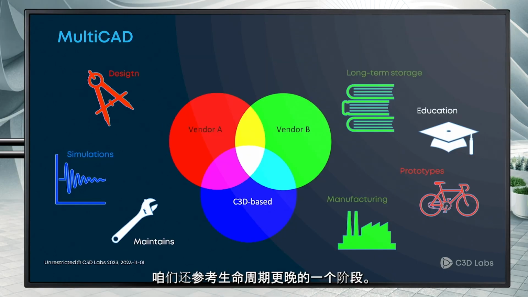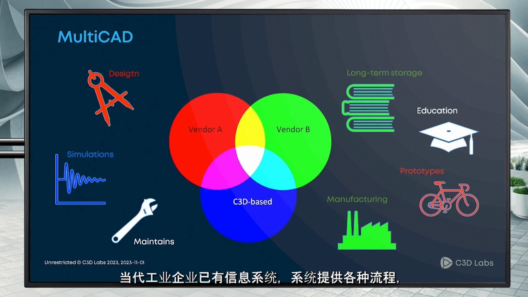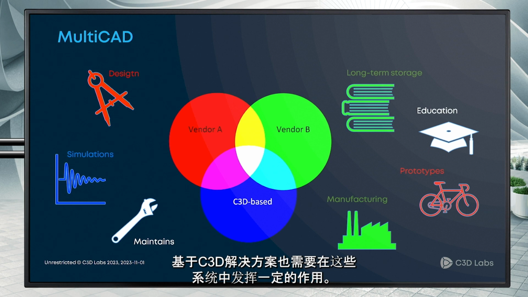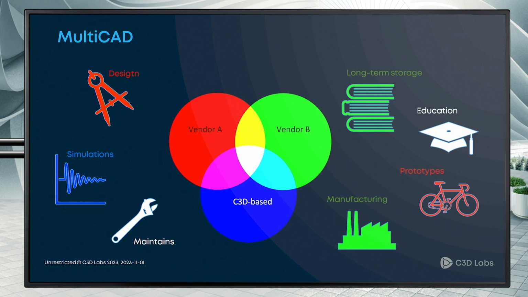Let's have a look at further stage of life cycle. What's happening to end users. Modern industrial companies already have information systems where a variety of processes are running, from design and simulation to personnel education and maintenance. To provide all of them, software from different vendors works. C3D-based solutions also take their roles in these systems. We call this scenario multicad. And here the key functionality of software is the ability for data exchange. Converter component plays the key role here.